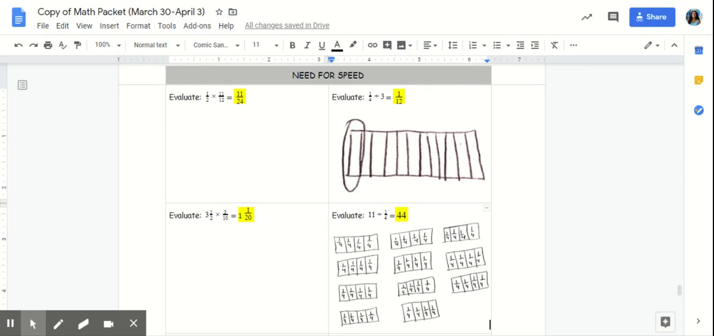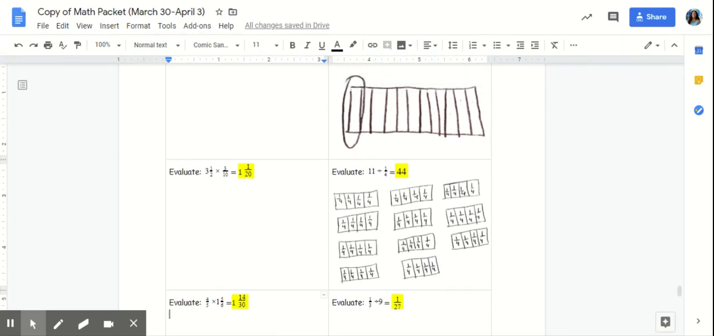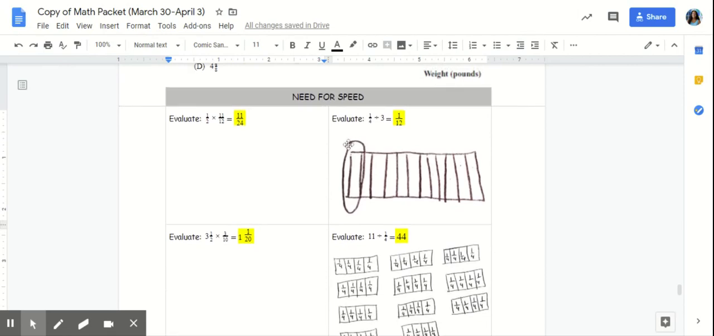Need for speed. Here, we're going to be multiplying and dividing a combination of fractions with mixed numbers and fractions and whole numbers. So here we have 1/2 times 11/12, which is going to equal 11/24. 3 1/2 times 3/10 equals 1 1/20. 5/4 times 1 5/6 equals 1 14/30.